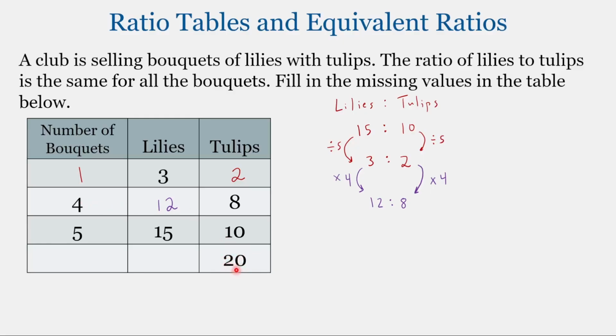And then if we have 20 tulips, well, if we went from 10 tulips to 20 tulips, we're doubling the amount of tulips we have. So we can multiply this 10 by 2. Or we can also multiply this 2, this simplest form, by 10. Either of these will work. But I'll go ahead and continue to multiply the third row by 2. So if we have 20 tulips, we will need 30 lilies. And then this will give us 10 bouquets.